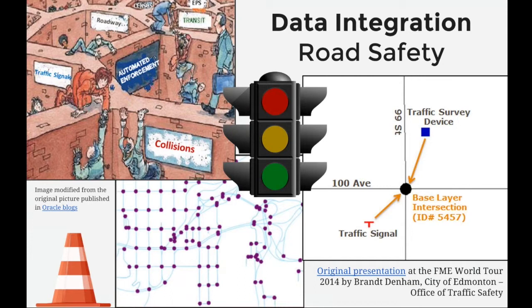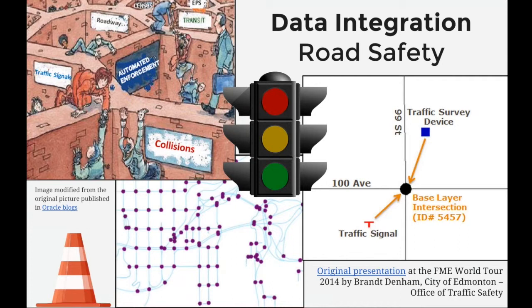3 broad steps allowed the OTS to integrate data. First, FME Desktop was used to create base layers, an intersection base layer and a mid-block base layer, consisting of a road network. FME is used to clean up and simplify the road network into a straightforward segment node model. Actually, quite a bit of work is done in this step to prepare the road network.